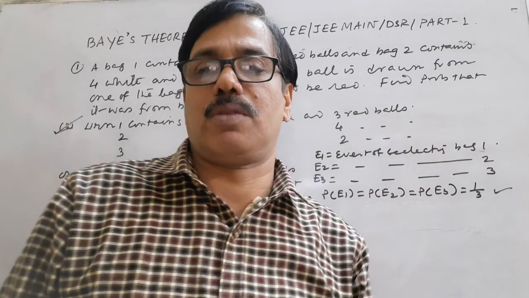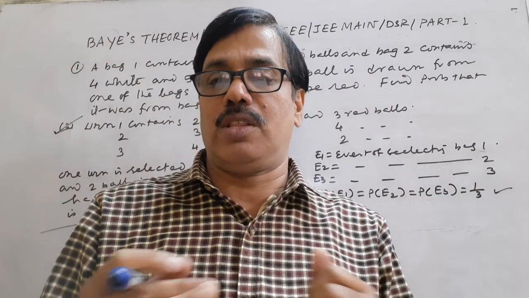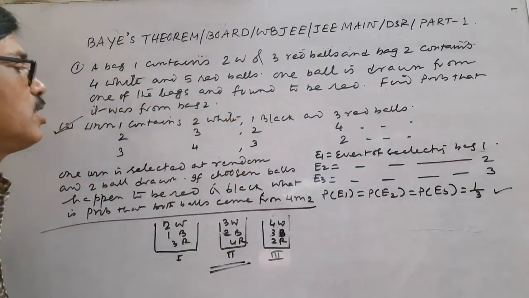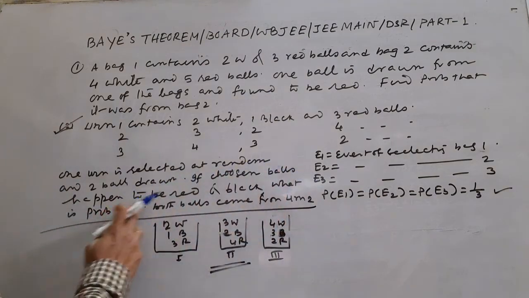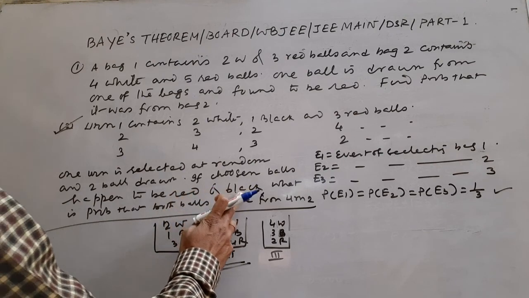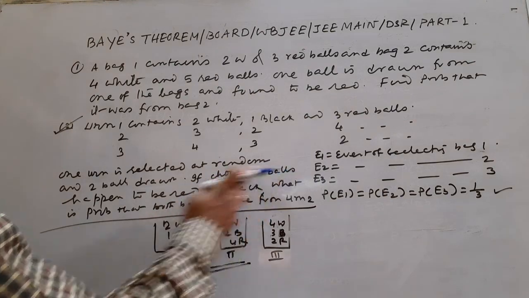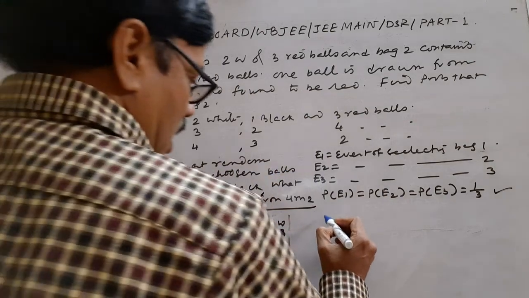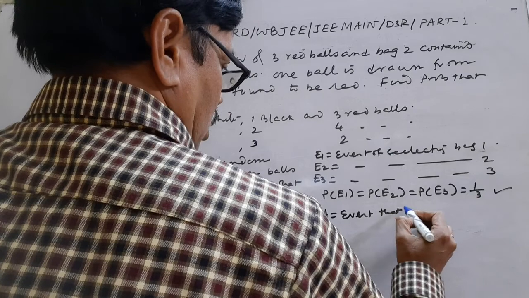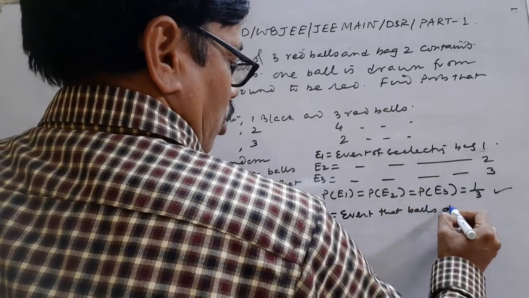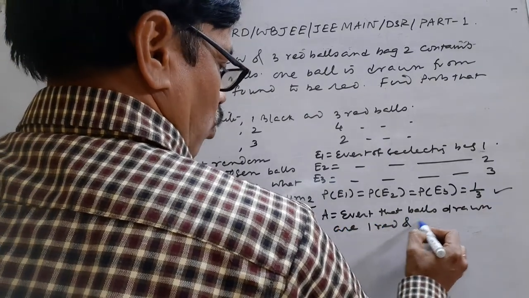This is the first observation. Now we have to define one event associated with E1, E2, E3. What is the event? Look, the chosen balls happen to be red and black, as 2 balls are drawn. So A equals the event that the balls drawn are 1 red and 1 black.